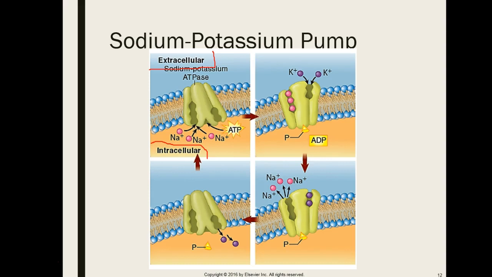So we have our sodium ions here that are trying to get out of the cell. So they're going to go into the pump right here. ATP allows that energy to be released, and the sodium will be pumped extracellularly. So they'll move their way out of the cell. At the same time, we have potassium that comes in from extracellular, and it is again going to just travel through that pump into the intracellular.